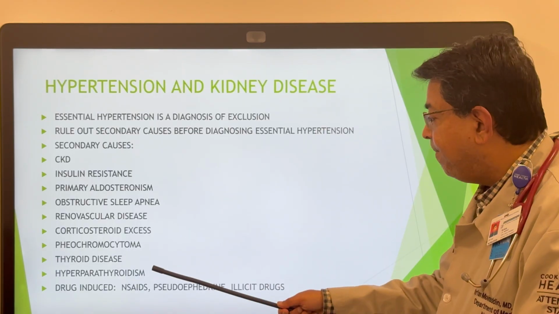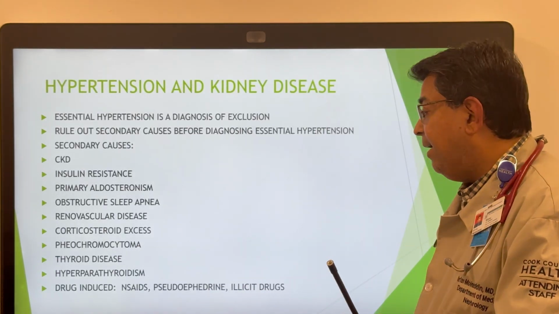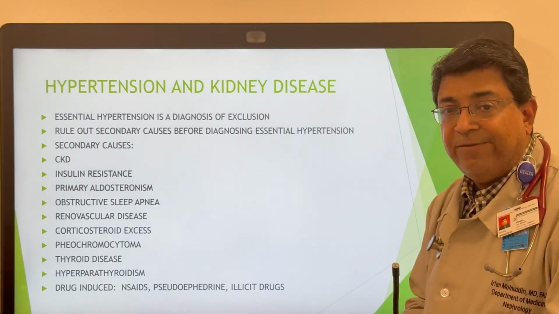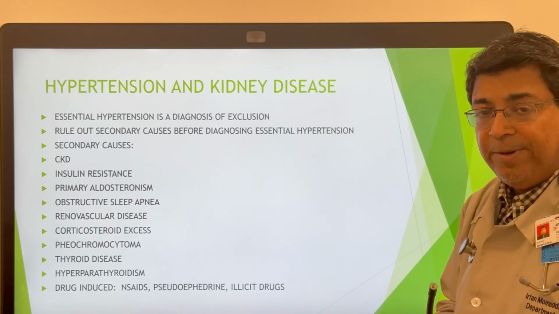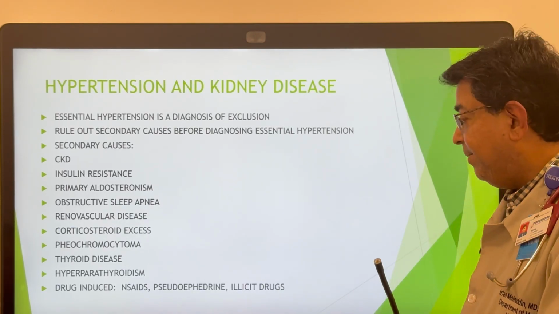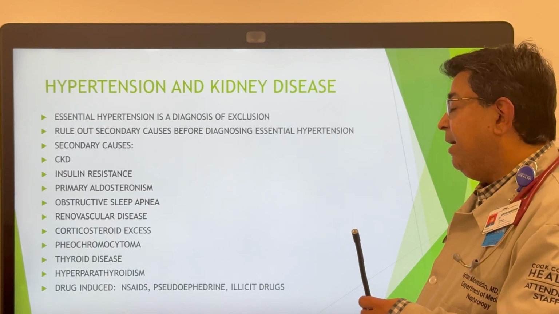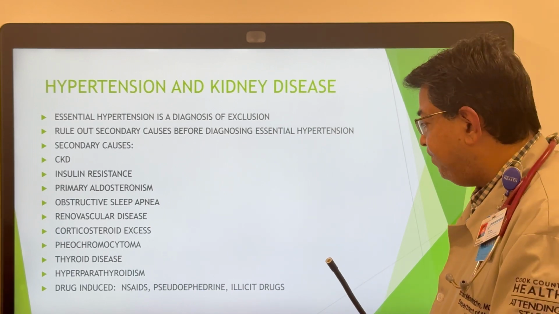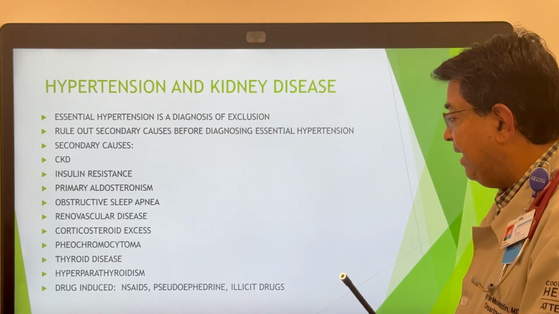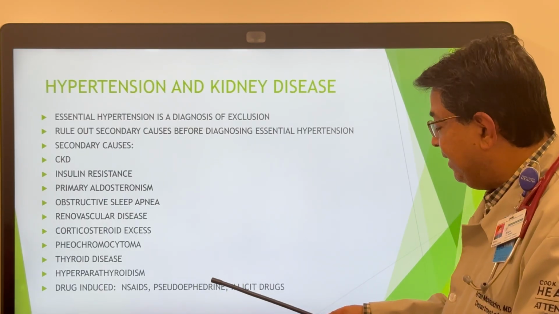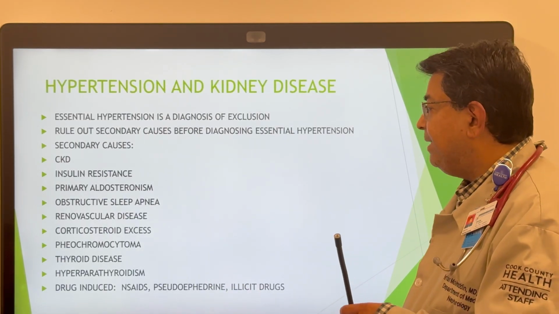Corticosteroid excess, thyroid disease, and hyperparathyroidism. If you have chronic kidney disease and you have hyperparathyroidism, then that is usually causative of hypertension. And then, of course, NSAIDs, pseudoephedrine, and illicit drugs. Next slide.